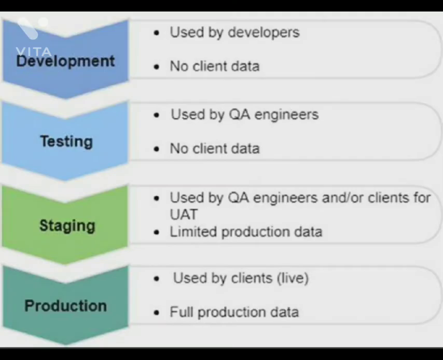Commonly, there are four different environments used by software development teams. First is the development environment, second is the testing environment, third is the staging environment or user acceptance test environment, commonly known as UAT environment, and fourth is the production environment.